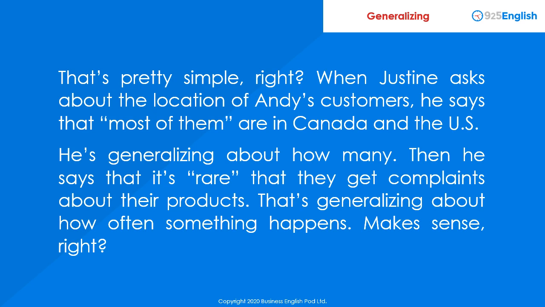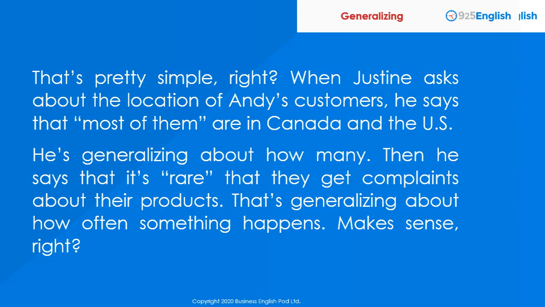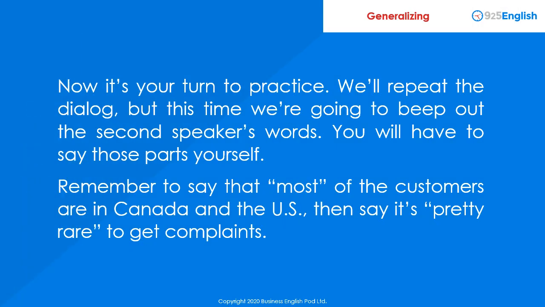That's pretty simple, right? When Justine asks about the location of Andy's customers, he says that most of them are in Canada and the US. He's generalizing about how many. Then he says that it's rare that they get complaints about their products. That's generalizing about how often something happens. Makes sense, right? Now it's your turn to practice.